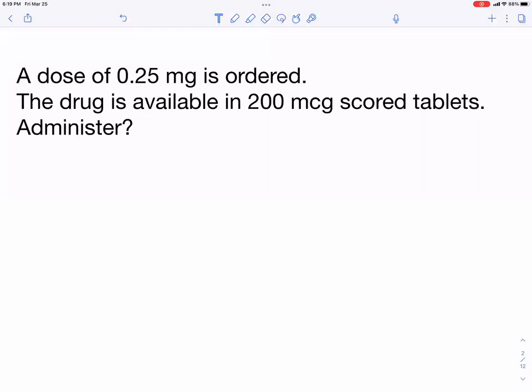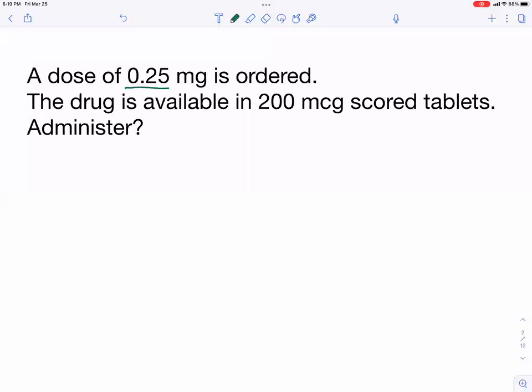Let's look at this other one factor. And remember, it's a one factor because there's only one element to this order. And this will make more sense as we move into 2-factor and 3-factor. But a dose of 0.25 milligrams is ordered. So that is our given, that is our ordered. The drug is available in 200 micrograms scored tablets. So the order is for 0.25 milligrams. And my wanted is tablets because that's what's available.